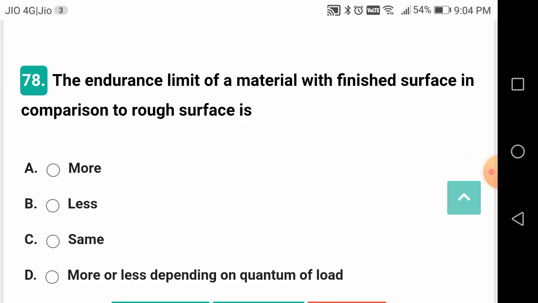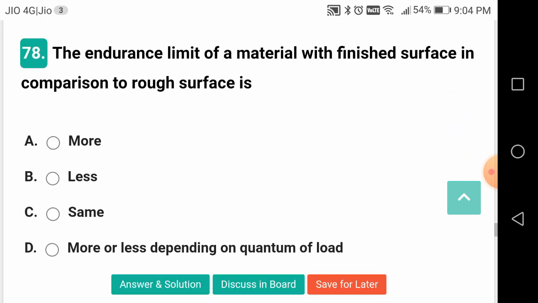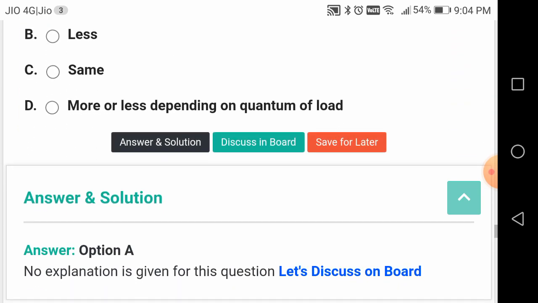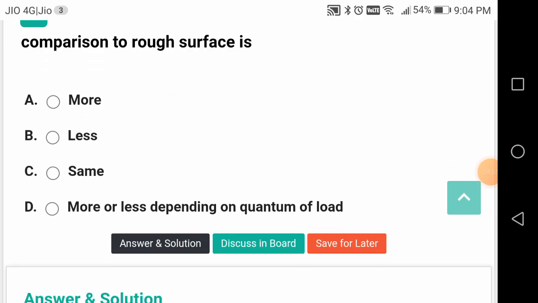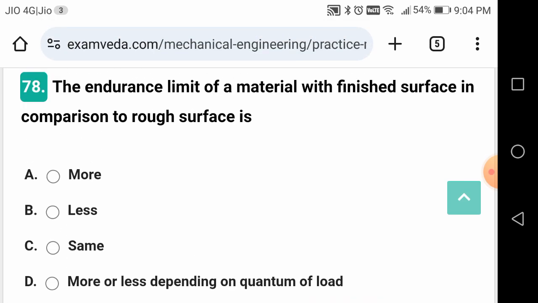The endurance limit of a material with a finished surface in comparison to a rough surface is, so it should be more. That is why we are going to give good surface finish to the components. If the material surface is rough, there is going to be a lot of stress concentration and it is going to reduce the fatigue life of the component.